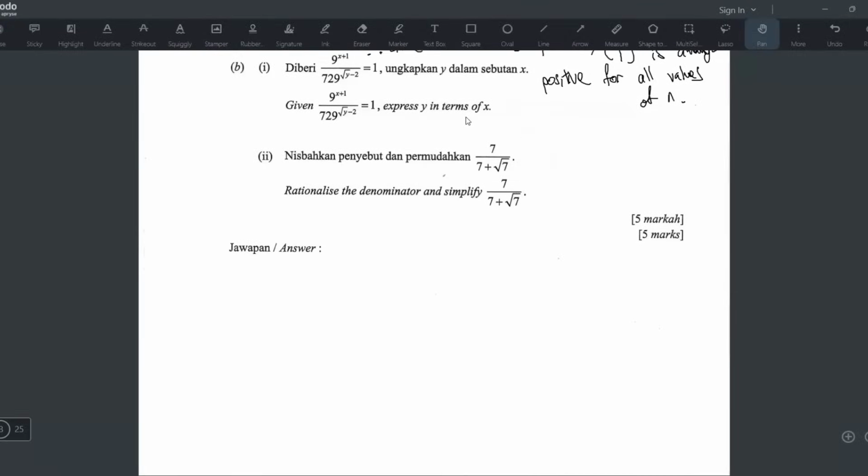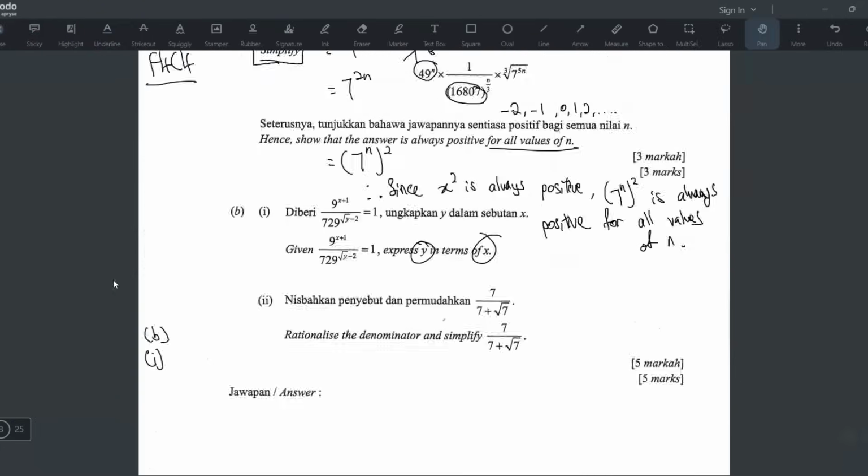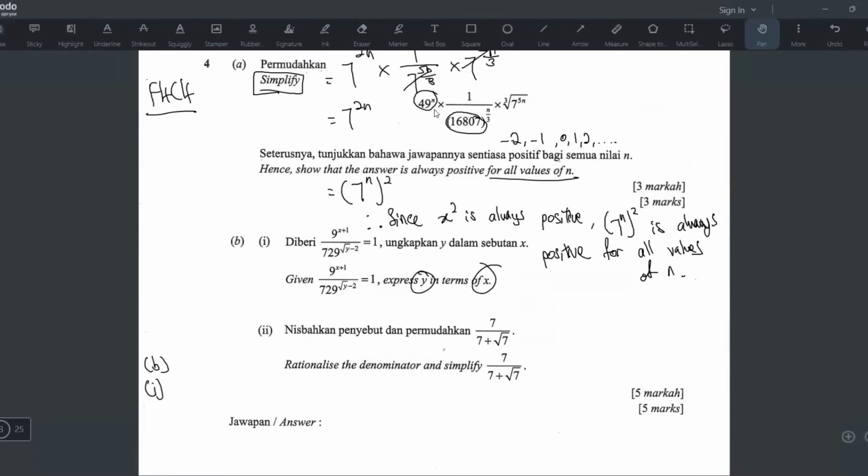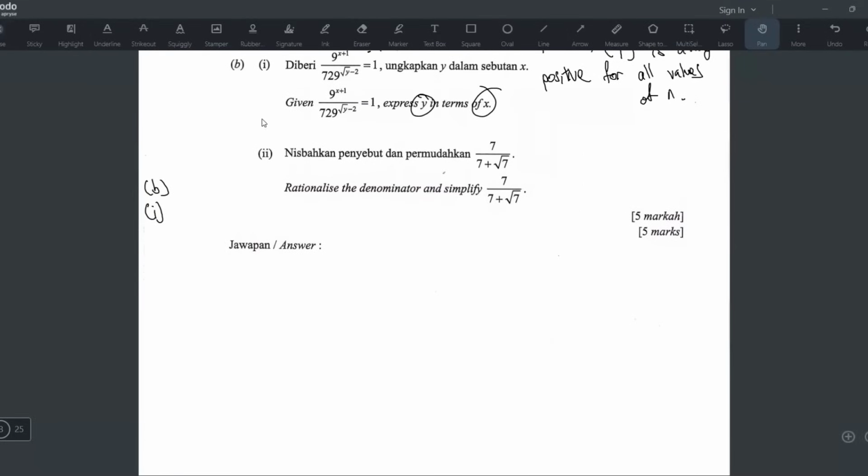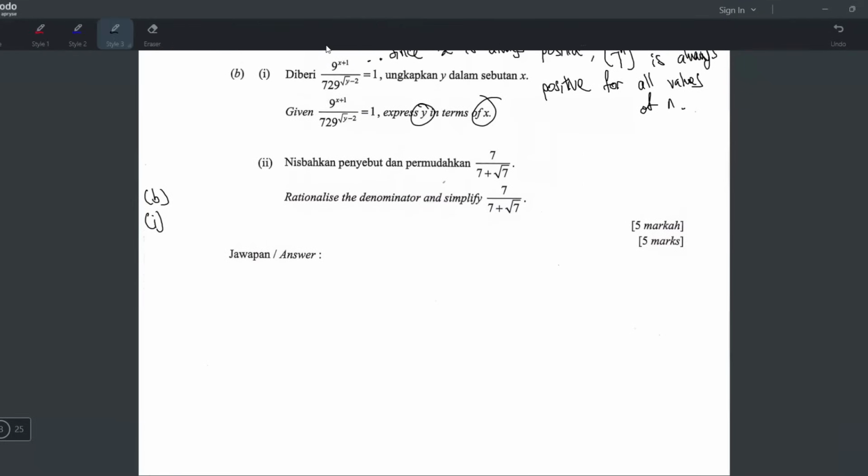Now let's scroll down and do B. The B one is still an indices question. Given 9 power this, express 1 in terms of x. What do you think is the first step? I told you already when I did question A: when you're doing an indices question, check the base and make the bases the same. How do you make the bases the same? You ask yourself whether the number can change to a smaller base. If you can change to a smaller base, then you change. Base 9, can it change to a smaller base? Yes. 9 can change to base 3, because 3 power 2 is 9.